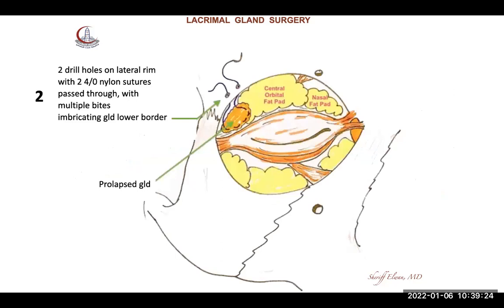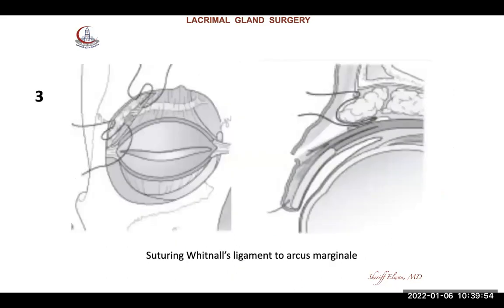Now, the second technique is to make drill holes in the bone and take multiple bites into the lacrimal gland, imbricating it all around so as to fix it into the border by drill holes. Drill holes here have a more definitive fixation rather than fixation to the periosteum that may relax with time.